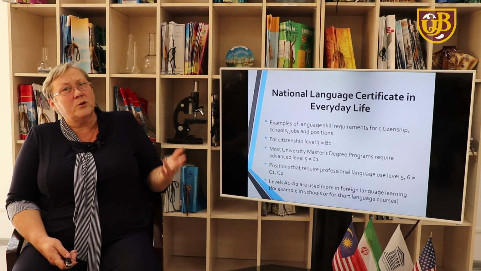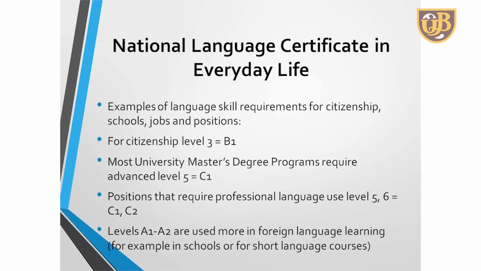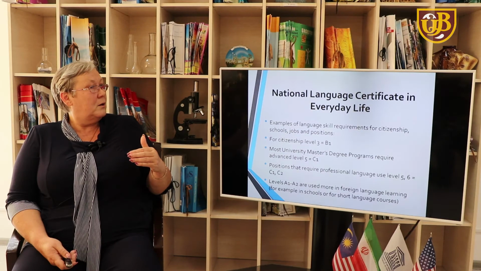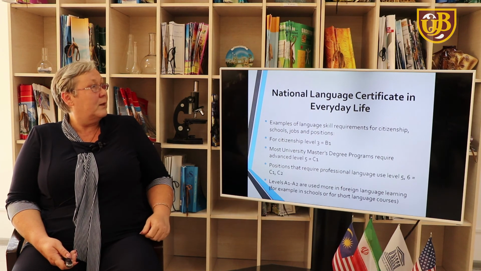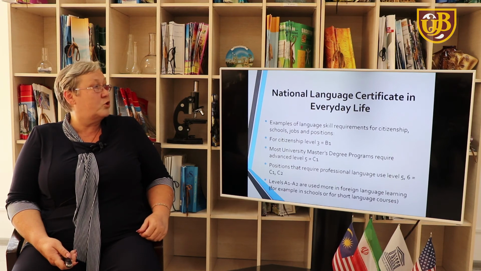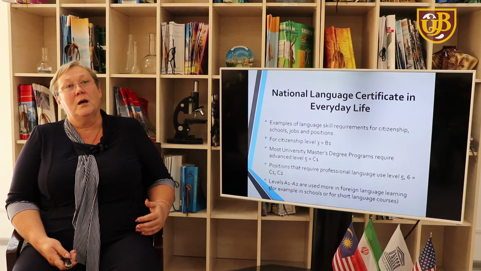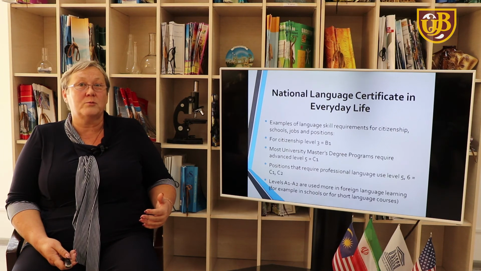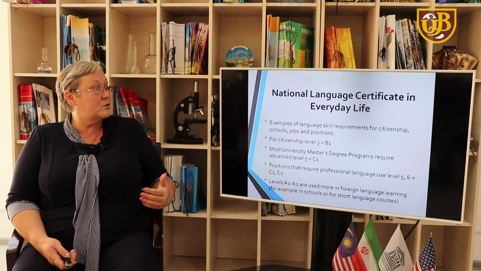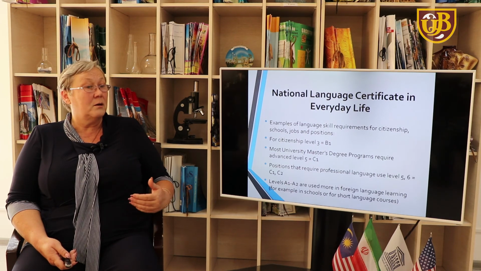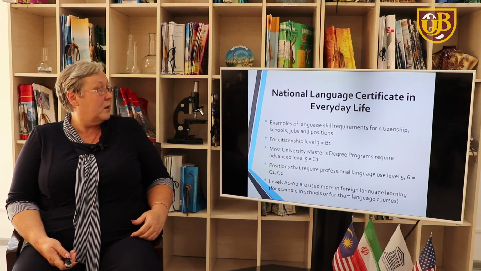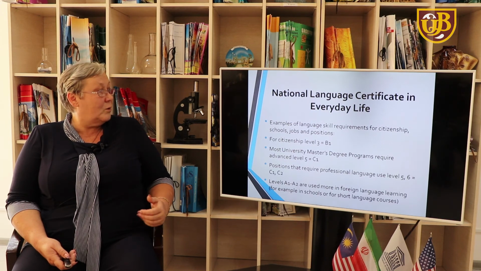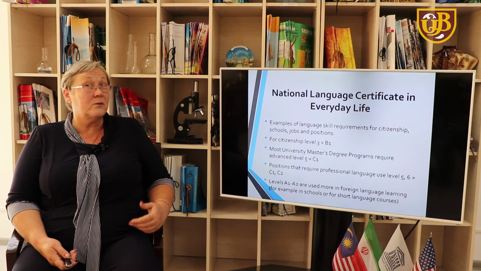What do we need this document for, and why do we need to see if the students meet the requirements of this or that level? Examples of language skill requirements for citizenship. It's very important. Schools, jobs, and positions. Many of our students plan to continue their education abroad, and for this they need to know a foreign language, and they need to have a certain level of language proficiency. For citizenship, level 3, B1. Most university master's degree programs require advanced level 5, that is C1.